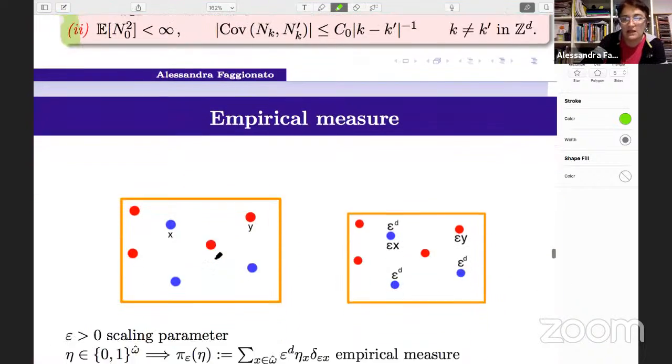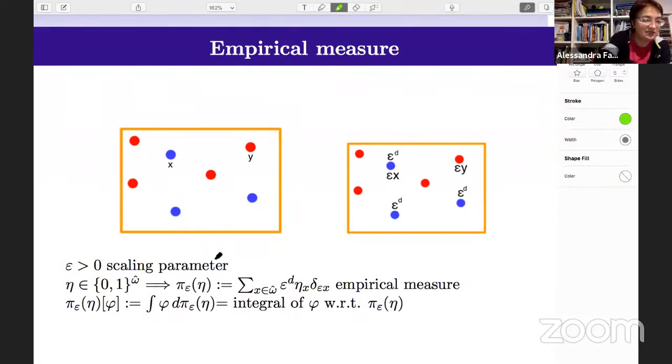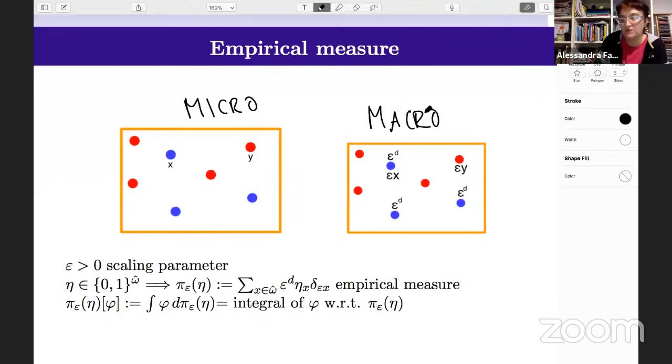Okay. Now, in order to state the hydrodynamic limit, I have to introduce the fundamental object, the right object to state the hydrodynamic limit, which is the empirical measure. So again, we have two pictures. We have the microscopic world and the macroscopic world. The world is the same, but the pictures are different.